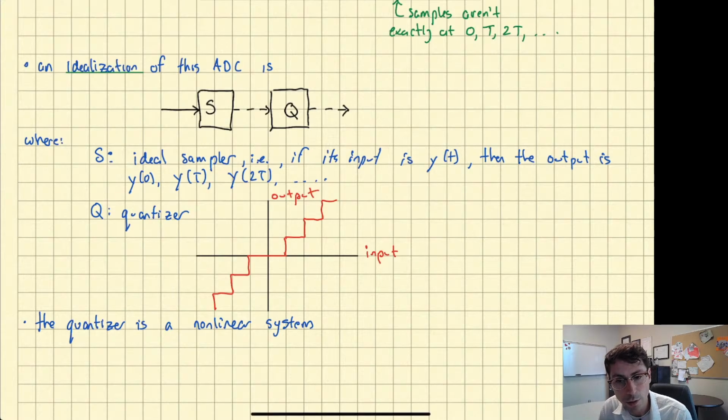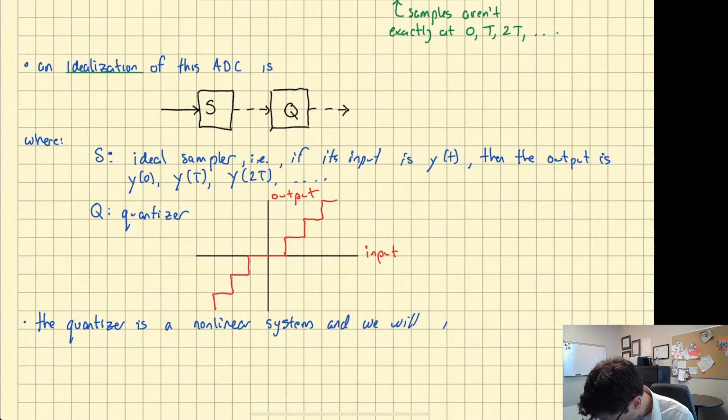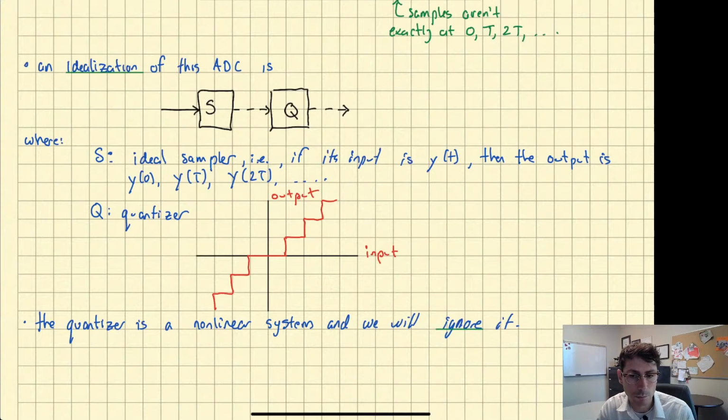Okay, we will talk about nonlinear systems in chapter 5, I believe. But for the most part, we're going to ignore the quantization effects. So long story short, when we talk about analog digital conversion in this course, we will talk about an ideal sampler. We will treat the ADC as a sampler, just the S block. Okay?